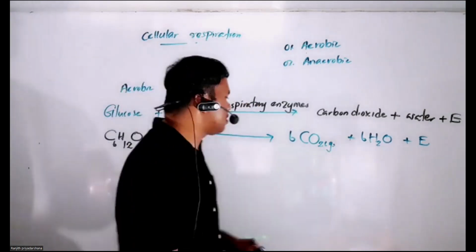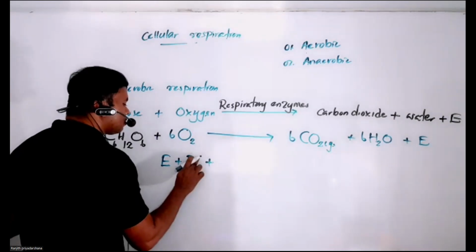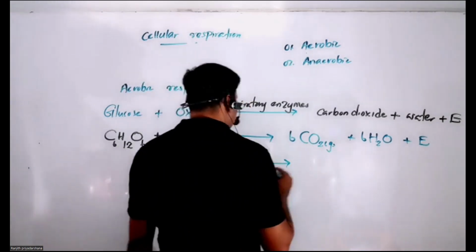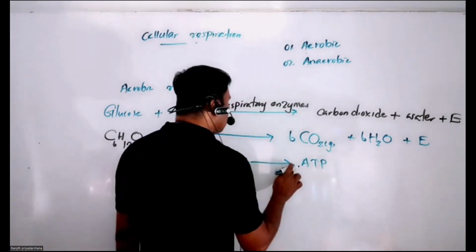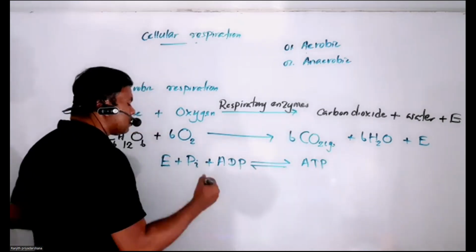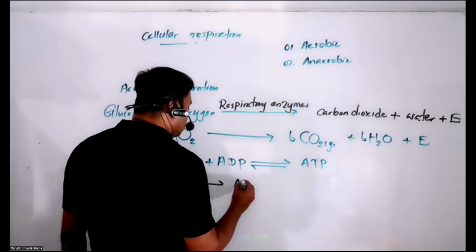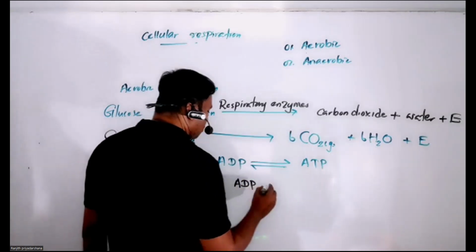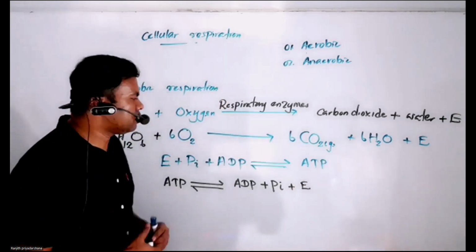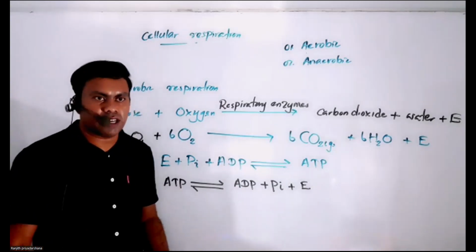So this produced energy is stored: energy plus phosphate group plus Pi and adenosine diphosphate, ADP. So what is formed? Adenosine triphosphate. So this is also a reversible reaction. When it requires energy, ATP is broken down into adenosine diphosphate and phosphate group is released with the energy. So adenosine triphosphate is just like a charged battery. It can release energy at once when it is required.